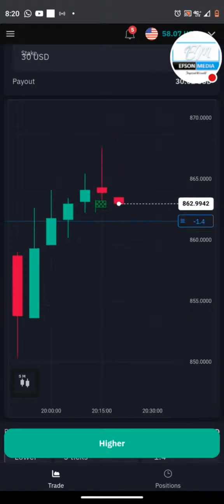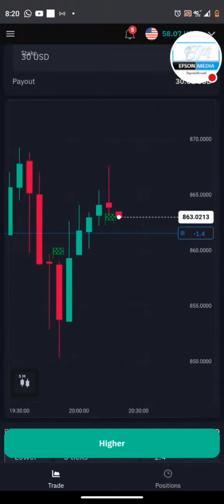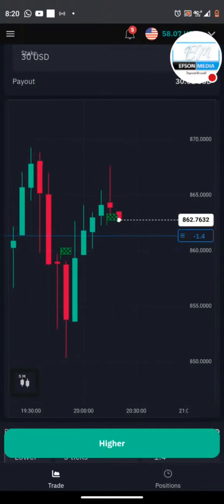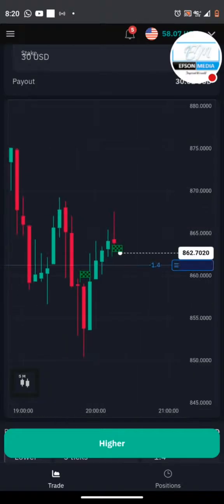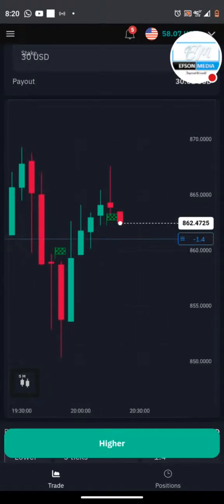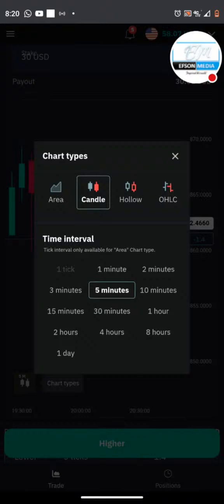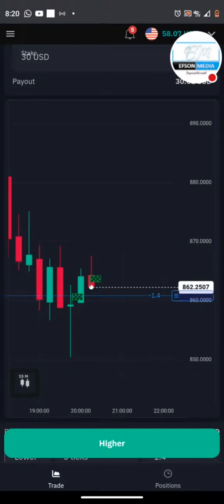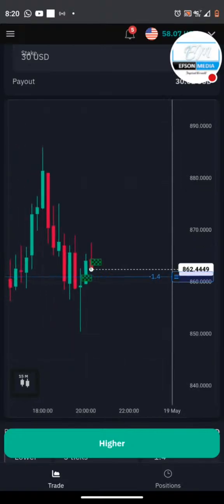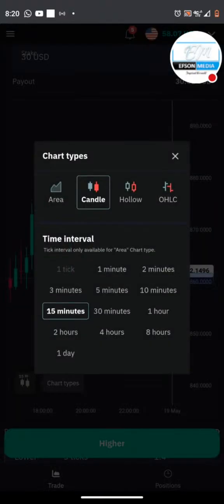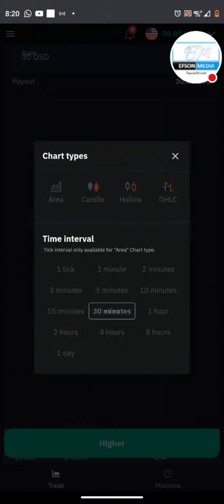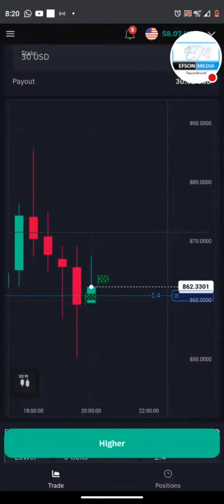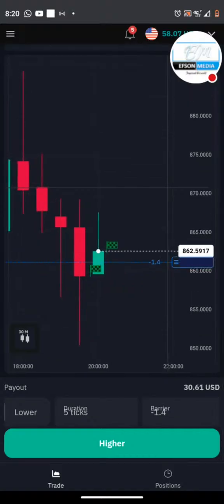8:20. The 5 minute candle is forming. 15 minutes. Just look at it carefully.